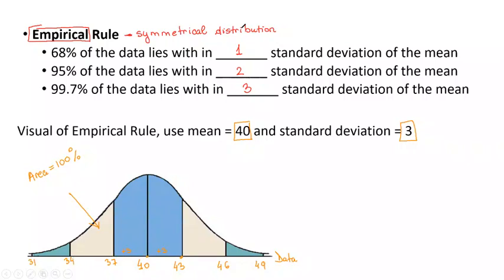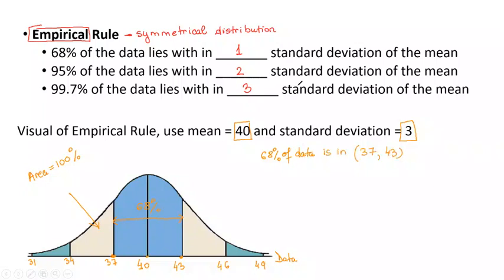Okay? So what this beautiful theorem tells us is that 68% of the data will be right here under the curve. This blue shaded area is between these two values. So basically, 68% of the data is in this interval.